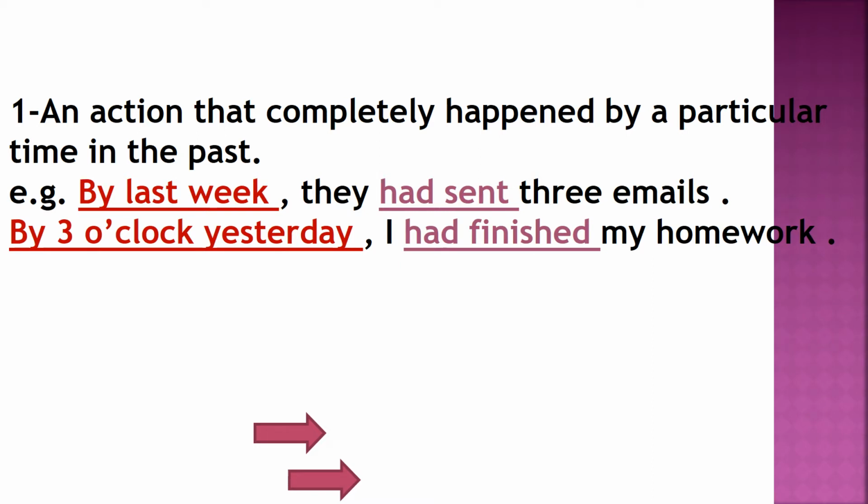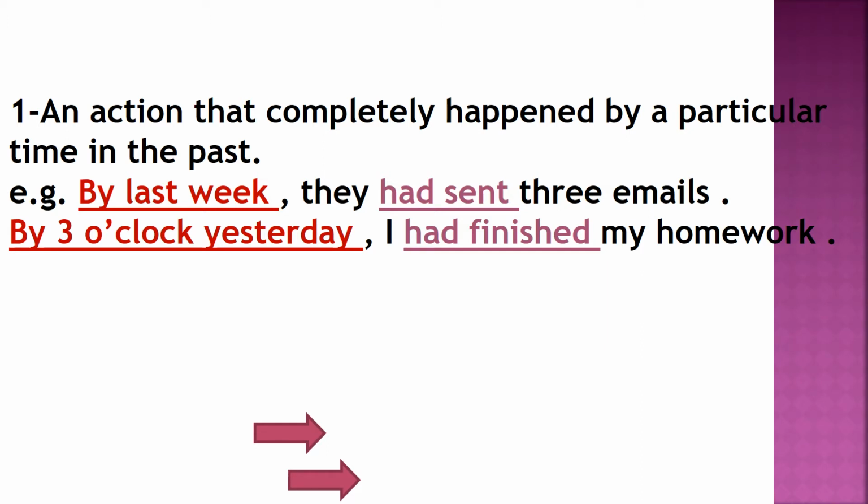The usage of the past perfect tense is very important. When I say they had sent 3 emails and stopped, that's not correct in English. Why? Because I can't say I had gone to school.